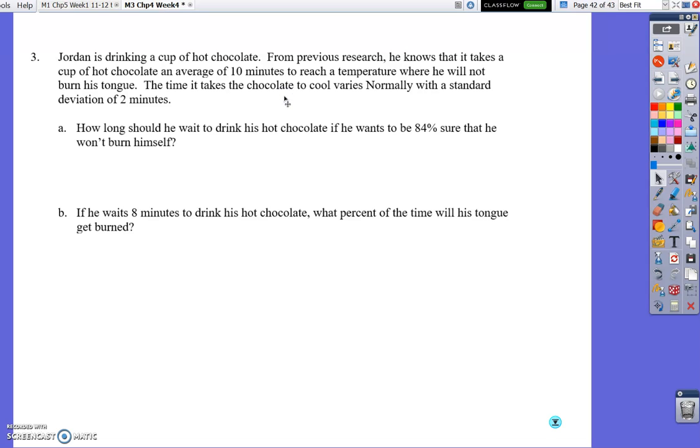Question number 3. Jordan is drinking a cup of hot chocolate. From previous research, he knows that if he takes a cup of hot chocolate, an average of 10 minutes to reach the temperature will not burn his tongue. The time it takes to cool varies normally with a standard deviation of 2 minutes. So then you've got 10 minutes is the mean, 2 minutes is the standard deviation. How long should he wait if he wants to be 84% sure that he won't burn himself?